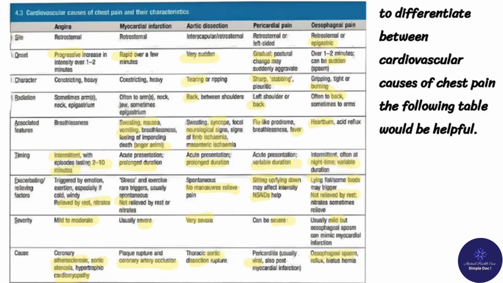The cause of angina is narrowing due to coronary atherosclerosis, aortic stenosis and hypertrophic cardiomyopathy. The cause of myocardial infarction is thrombosis due to plaque rupture and coronary artery occlusion. Pericarditis is usually viral or post-myocardial infarction. Esophageal pain follows esophageal spasm, reflux and hiatus hernia.